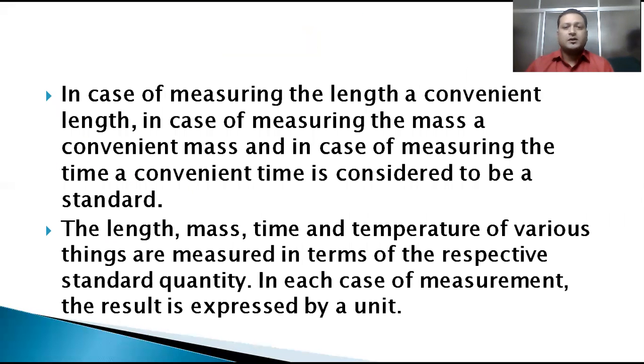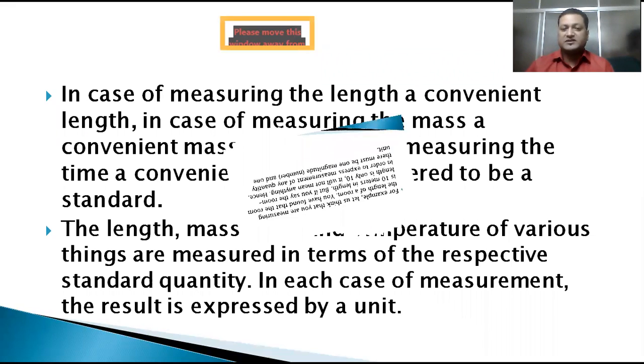So in this case, when measuring length, a convenient length is considered the standard; in the case of measuring mass, a convenient mass; and in the case of measuring time, a convenient time. That means whatever unit we use for time, for length, or for mass, it has a standard unit. Length, mass, time and temperature are various things measured in terms of their respective standard quantities. In measurement, the result is expressed by a unit.